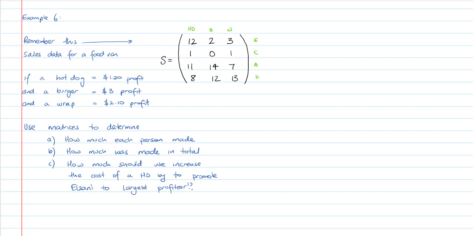Now, this is a really big thing. You might think in some cases, particularly small cases like this, why do we do matrix multiplication? I mean, I can work this. How much does each person make? Well, I've got the profits there. Like, how much does Alzani make? 12 times $1.20 plus 2 times $3 plus 3 times $2.10. How hard can it be? Why do we need to use matrix multiplication?